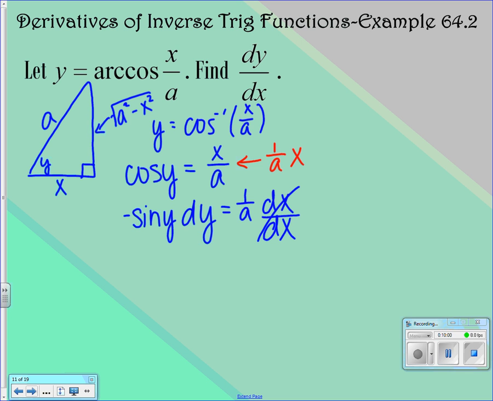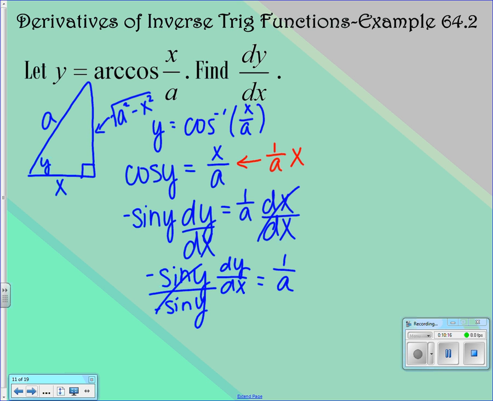So to solve for dy over dx, we got to divide by dx. So I have negative sine y, dy over dx equals 1 over a. And then we divide by negative sine y. So I'm going to multiply by 1 over negative sine y. And so I end up with 1 over negative a times the sine of y.